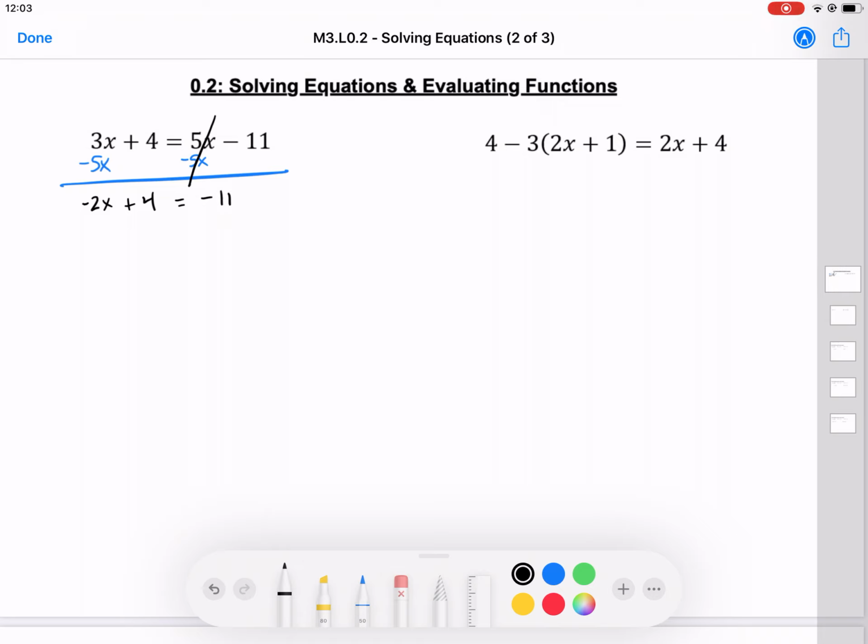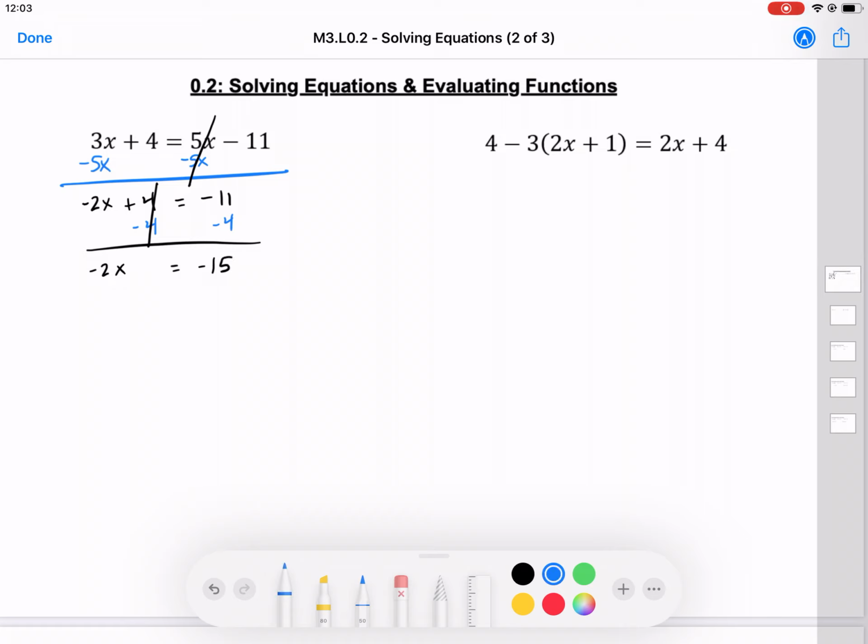Now that I have all the variables on one side, I'm going to go ahead and move the constants, so the ones without a variable, without a letter on them, to the other side. So I'm going to go ahead and move this 4 over by subtracting it. And so negative 2x is still going to stay the same. 4 minus 4 is 0, so that cancels in a sense. Negative 11 minus 4 is negative 15.